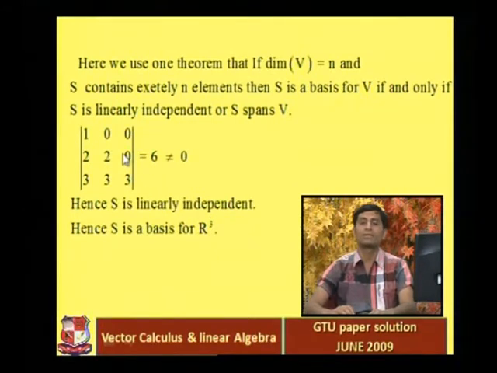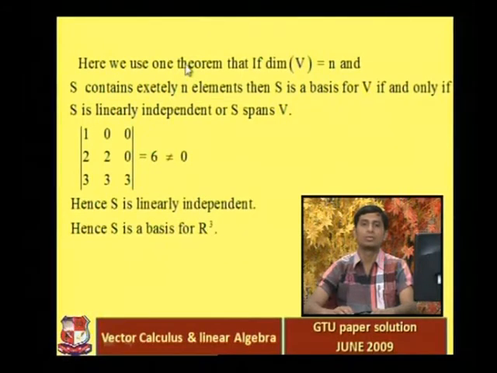If suppose the value of this determinant is equal to 0, then we can say that the given three vectors are not linearly independent, they are linearly dependent. But here the determinant of these three vectors is a non-zero value, so that's why it is linearly independent, and hence we can write down that S is a basis for R3.